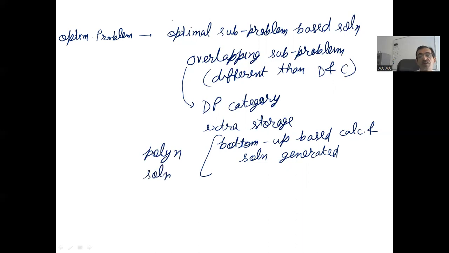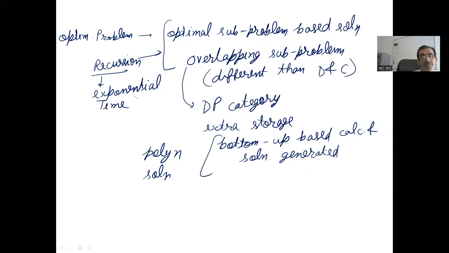Earlier, if solved through recursion without memoization, it meant an exponential solution, exponential growth, or exponential time complexity. So the exponential problems of a DP nature can be converted to polynomial time complexity, and that is the advantage of DP.